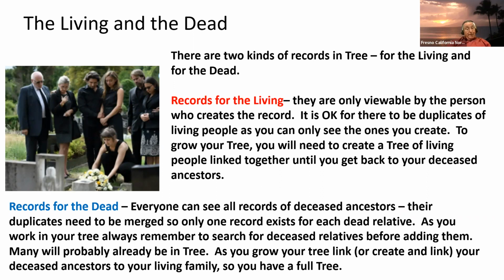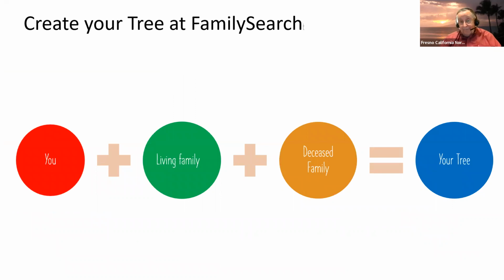Okay, and then the records for the dead, anybody can see. And this is where we see the duplicates that are out there that need to be merged. Our goal is to try to make just one for everybody and make it as clean a tree as we possibly can. So basically this is what we have to do to build a tree. You start with adding your living family, and then you connect to your deceased family if they're in Tree, or you add your deceased family until you can connect them to the other deceased members of your family, and voila, you have a tree.